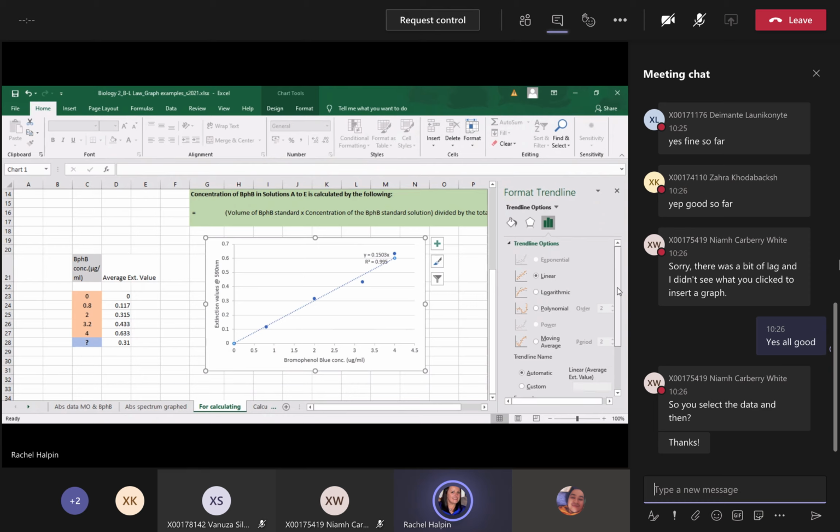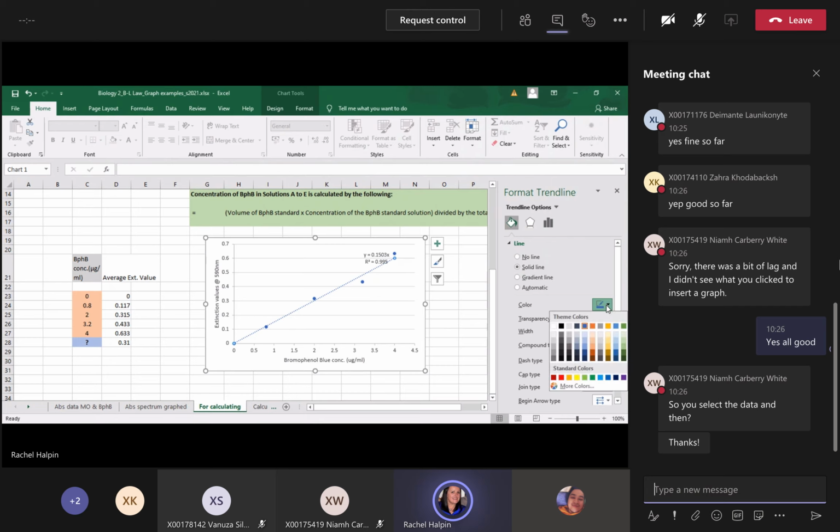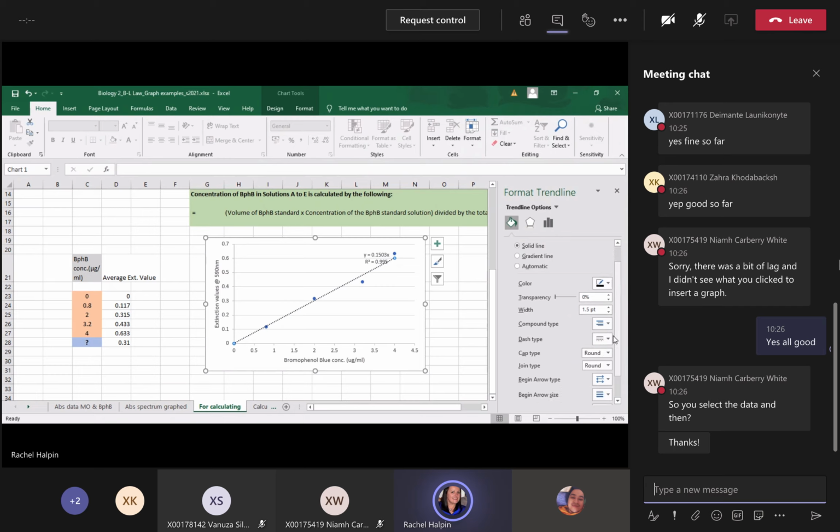Now I just want to format the actual line. So I want to make it a solid line, and I want to make it black. Okay, solid. Okay, so now I have a solid line. Is that clear to everybody?